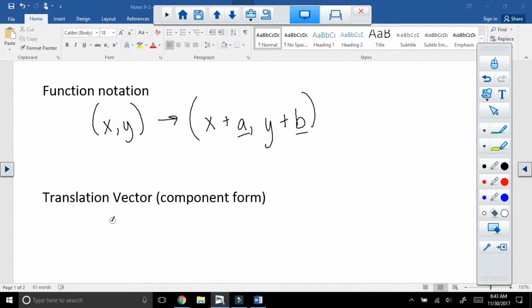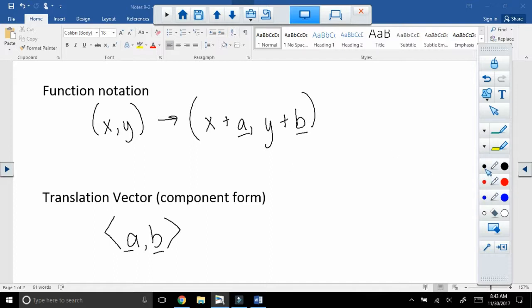than writing it as a translation vector. So a translation vector is going to have these two brackets, it kind of looks like a less than and greater than symbol, and you're just going to have whatever a and b are within that. So these would be the same numbers.